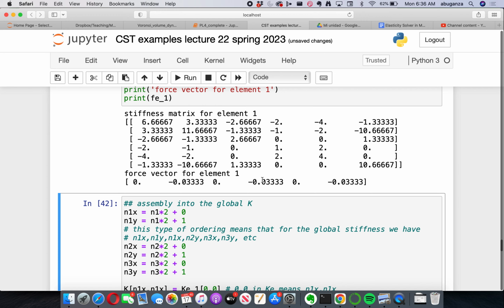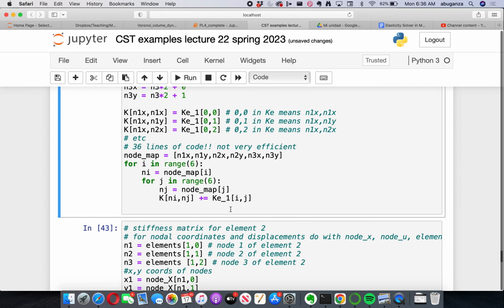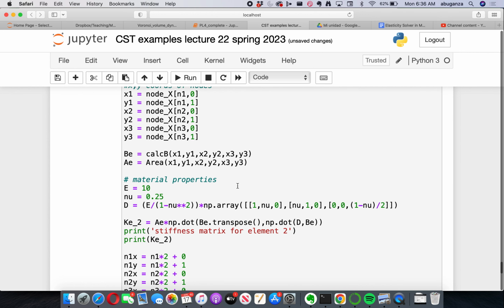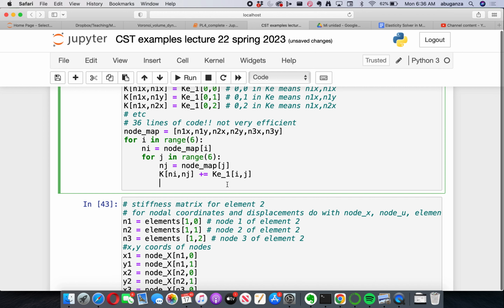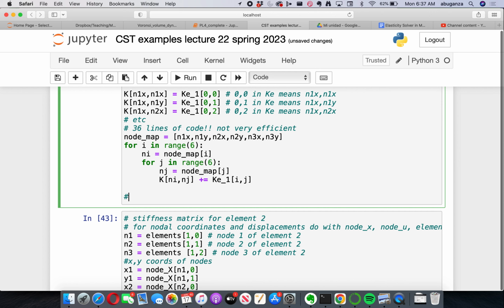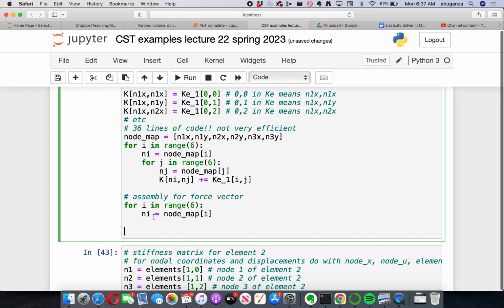So this is the force vector, and then for the second element, this is for the assembly. What does the assembly look like for the force vector? It's going to just require one for loop. One for loop, because all I need to do is define the global force vector, and I plus equal Fe1I.